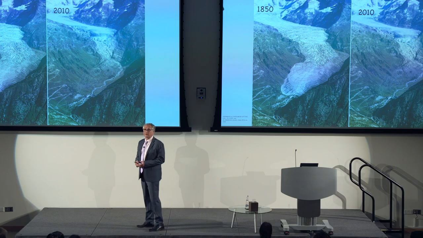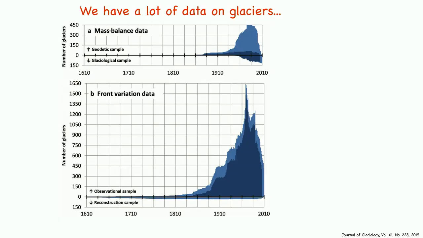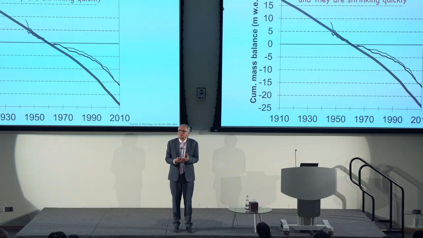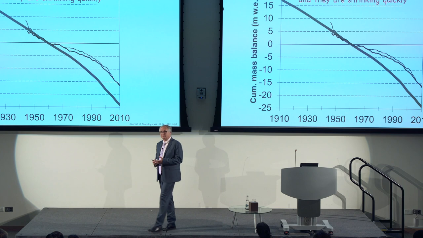But we have data. We have a lot of data on glaciers. This is the number of glaciers that have been measured, either their mass or from other measurements, or here, the variation in front. And the data is all very clear. The glaciers are shrinking. There's a few glaciers in some parts of the world that are growing. It is an interesting observation, and there are local weather reasons why that might be so. But overall, around the world, glaciers are shrinking, and they're shrinking rapidly.